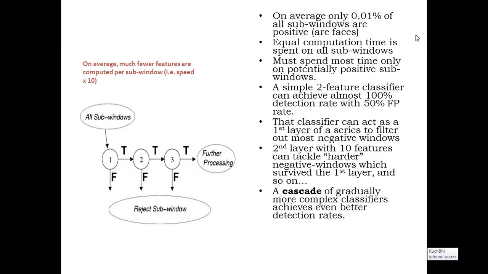A simple 2-feature classifier can achieve almost 100% detection rate with a 50% false positive rate. That classifier can act as the first layer of a series to filter out most negative windows. The second layer with 10 features can tackle harder negative windows which survive the first layer, and so on.